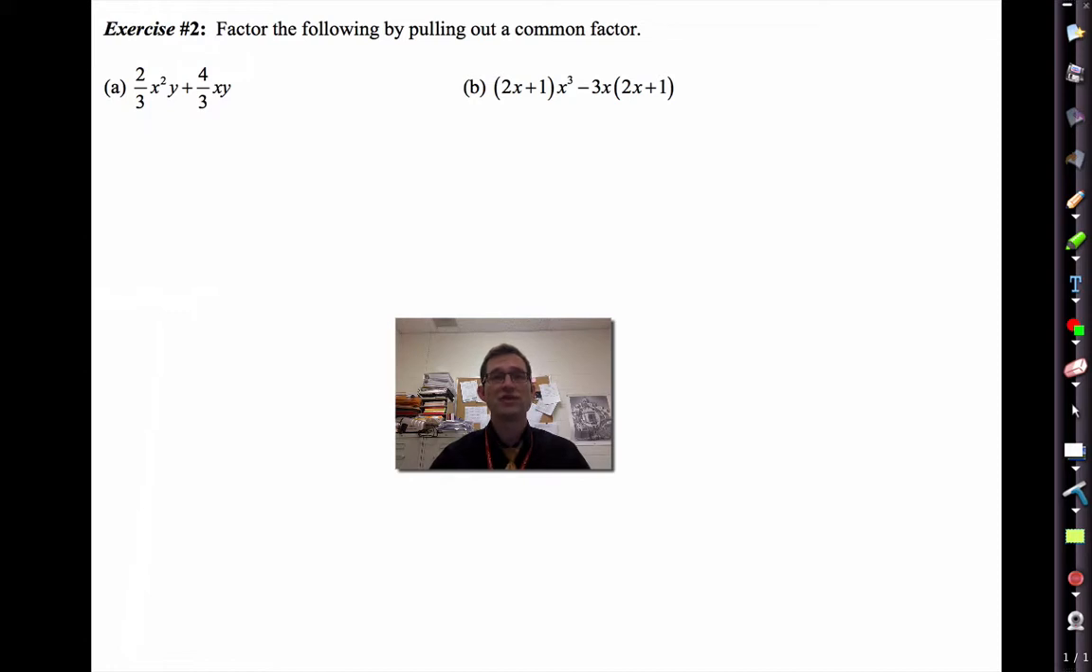There's factoring out GCFs, greatest common factors. There's factoring involving the difference of perfect squares. There's factoring involving trinomials, and then there's factoring by grouping. There's other types of factoring techniques, but those are going to be the main four for us. So take a look at exercise 2.